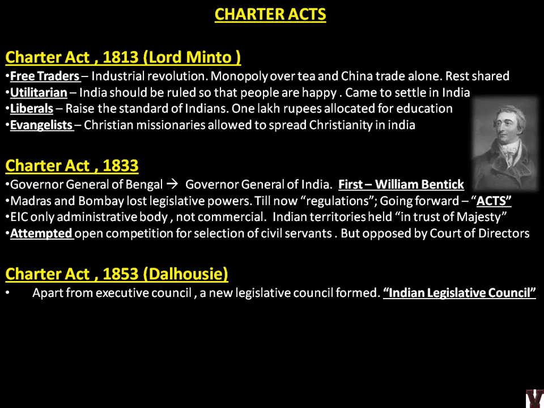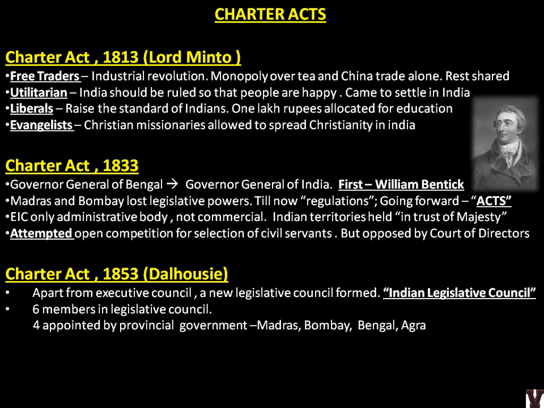Apart from the Executive Council, a new Legislative Council was formed. We remember the Executive Council was formed for the first time in 1773 under Warren Hastings. Now a new Legislative Council is formed, like the present-day Indian Legislative Council it was called, and there will be 6 members in the Legislative Council, 4 appointed by the provincial governments. That is the 3 presidencies and Agra: Madras, Bombay, Bengal and Agra.